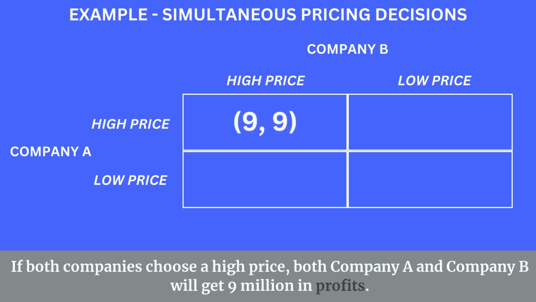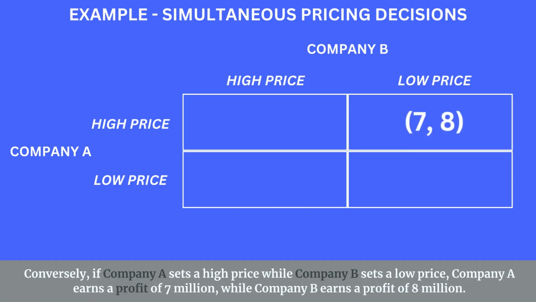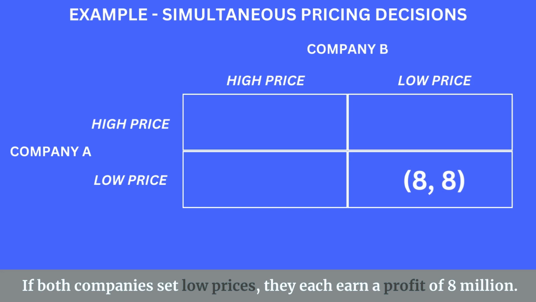If both companies choose a high price, both Company A and Company B will get $9 million in profits. If Company A sets a low price while Company B sets a high price, Company A earns a profit of $8 million, while Company B earns a profit of $7 million. Conversely, if Company A sets a high price while Company B sets a low price, Company A earns a profit of $7 million, while Company B earns a profit of $8 million. If both companies set low prices, they each earn a profit of $8 million.